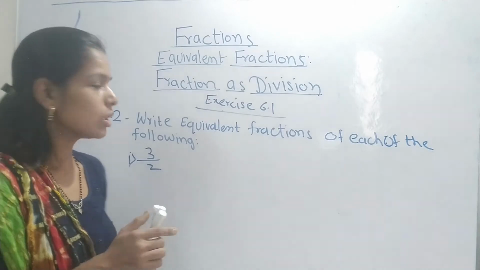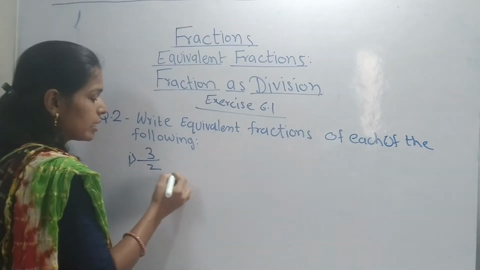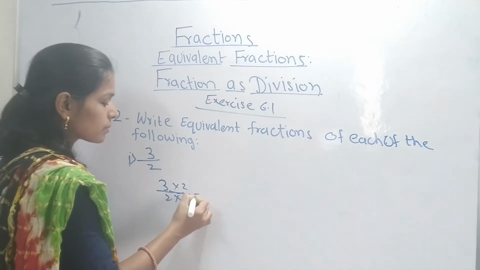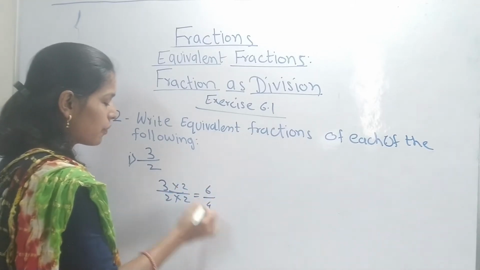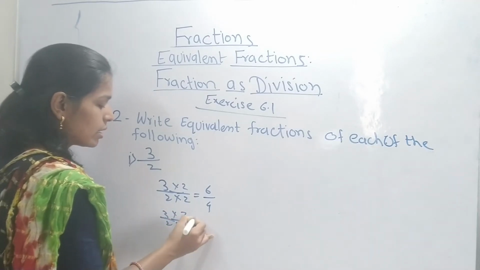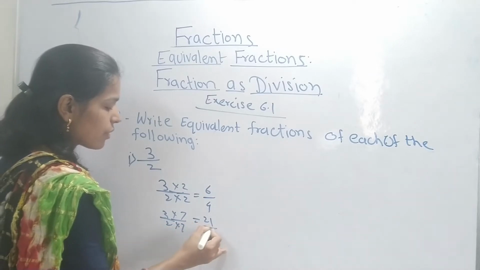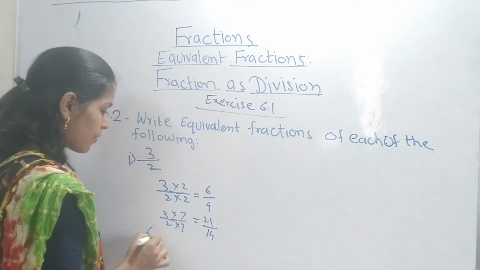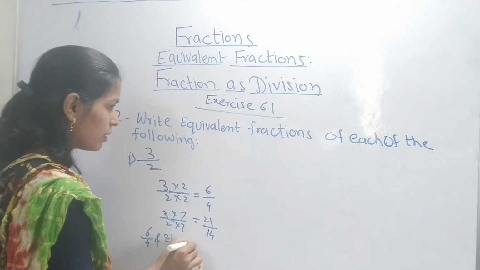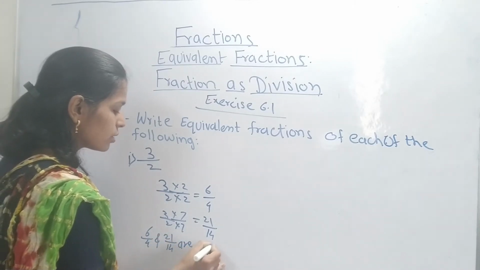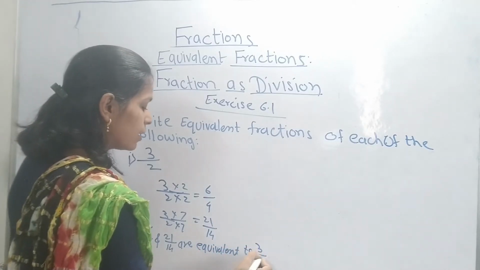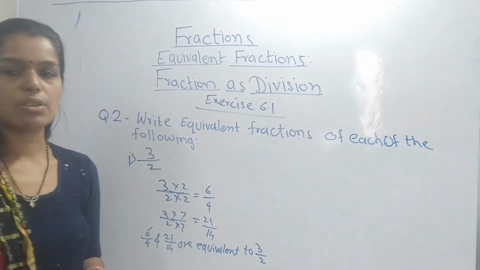Here I am writing two equivalent fractions of 3 by 2. Let's write 3 by 2 multiplied by 2. 3 2s are 6, 2 2s are 4. 3 by 2 multiplied by 7. 3 sevens are 21, 2 sevens are 14. So 6 by 4 and 21 by 14 are equivalent to 3 by 2. In this way you have to solve it.